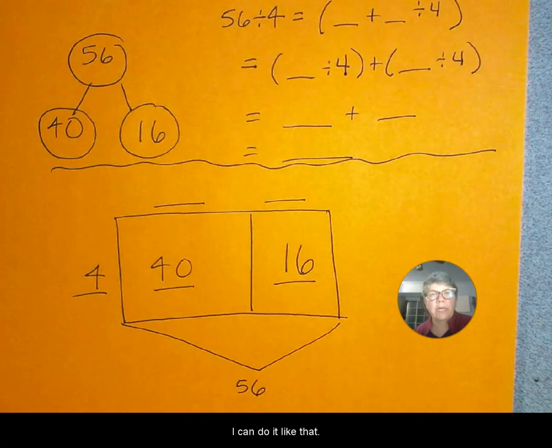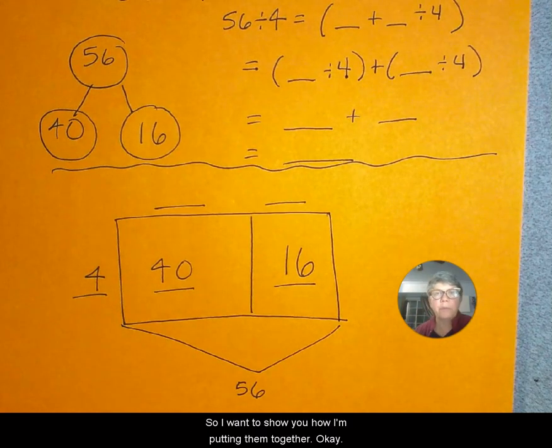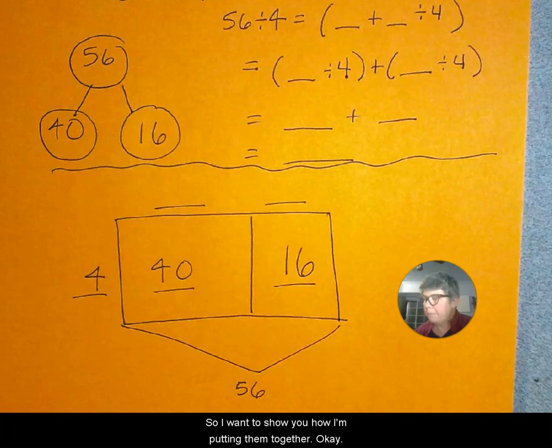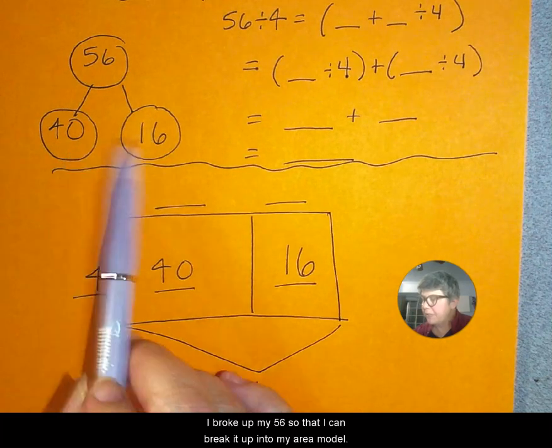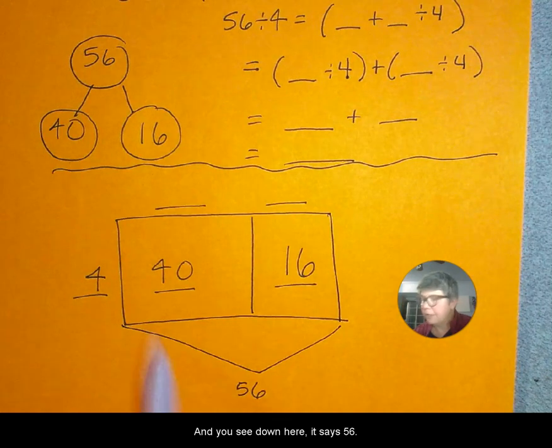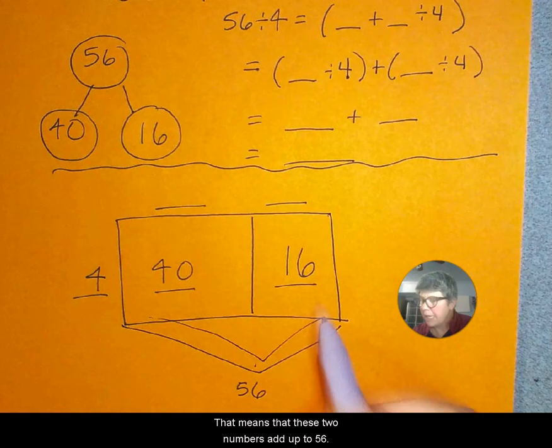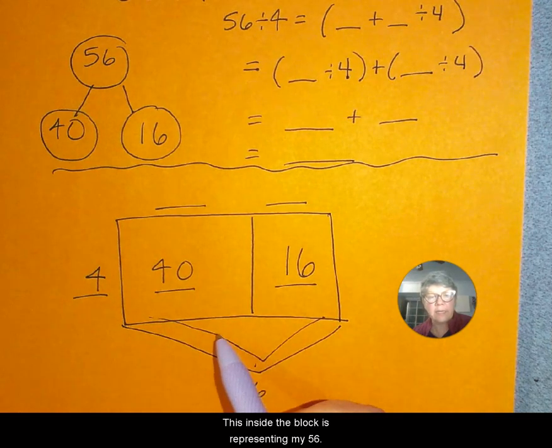There, I can do it like that. These two are related to each other, so I want to show you how I'm putting them together. Okay? I broke up my 56 so that I can break it up into my area model. And you see down here it says 56. That means that these two numbers add up to 56. This inside the block is representing my 56.